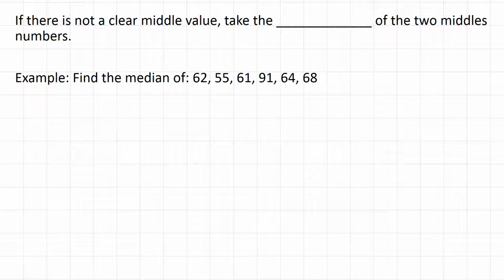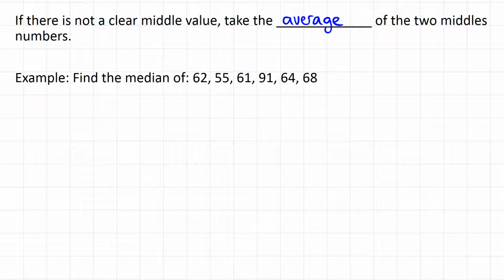If there's not a clear middle value, then what we have to do is take the average of the two middles. So in the last example, we had an odd number of data points, so there was a single middle value in those 5 data points. But in this example, we're going to have 6 data points, and so there's going to be 2 numbers in the middle. So we're going to find the median of this set of numbers.